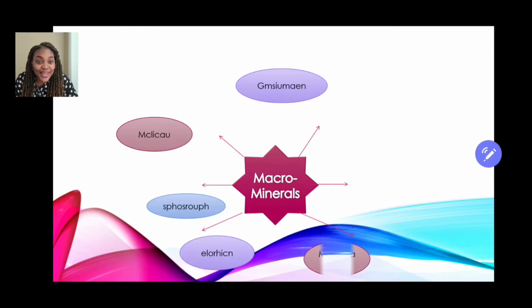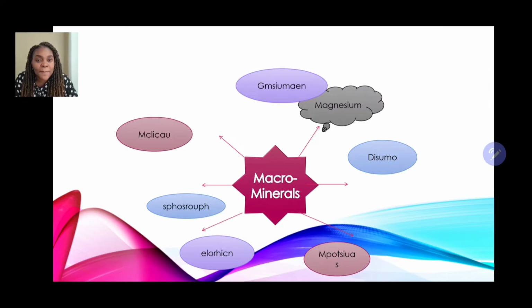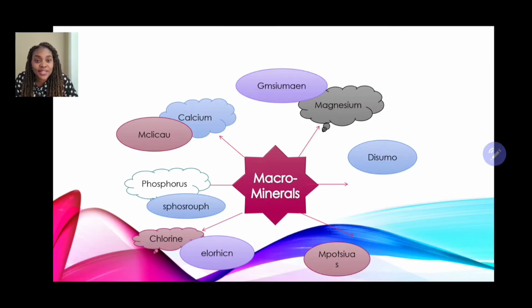All right, can you identify any so far? All right, it's now time for the reveal. So the macro minerals are magnesium, calcium, phosphorus, chlorine, potassium, and also sodium. Now, were your suggestions or your guess right? Good job. So the macro minerals are magnesium, calcium, phosphorus, chlorine, potassium, and sodium.